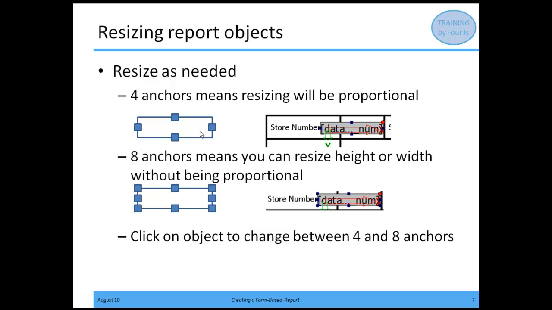If you just want to drag it one direction without it changing the other direction, you need to click on that object a second time so that it has 8 attachment points. And then whichever you drag and drop, it will resize accordingly. So again, click on the object to change it between 4 anchors or 8 anchors.